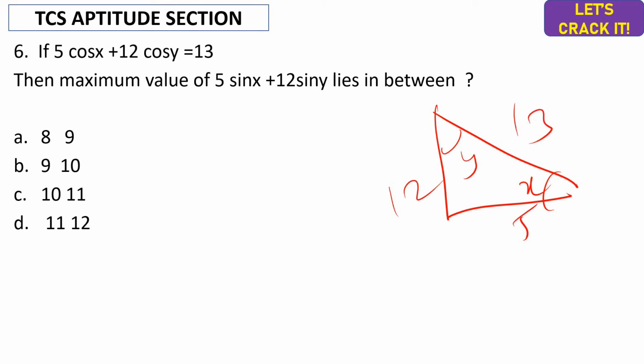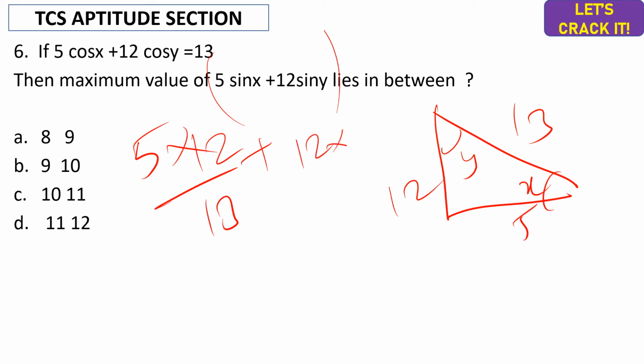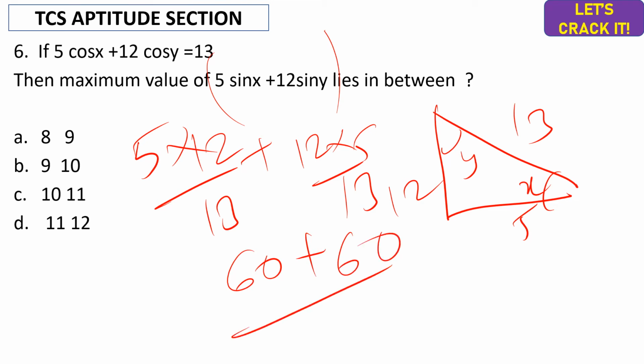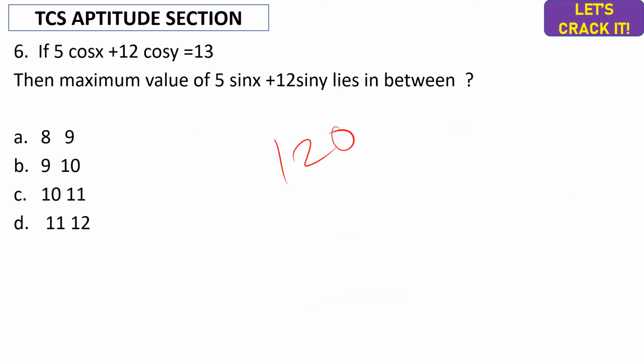So now I will be substituting the same values in this equation too. 5 into sin x is opposite side by hypotenuse, so I will be getting 12 by 13, plus 12 into, for y, opposite side is 5 by 13, opposite side by hypotenuse, which is 13. So I'll be getting 60 plus 60 in the numerator, so 120 I'll be getting.